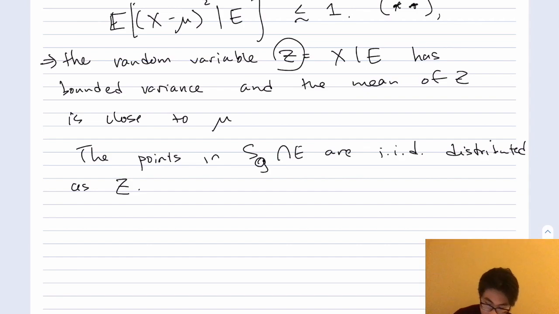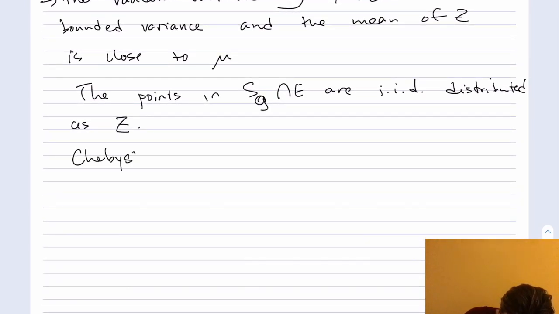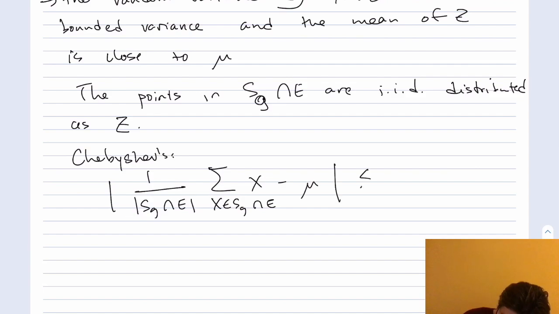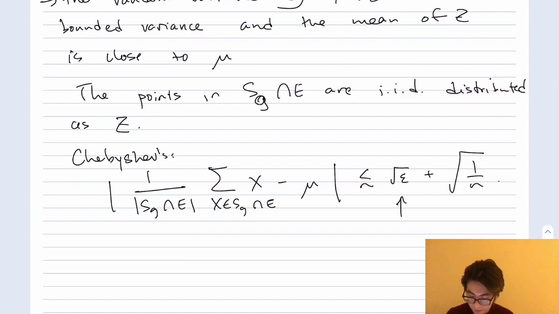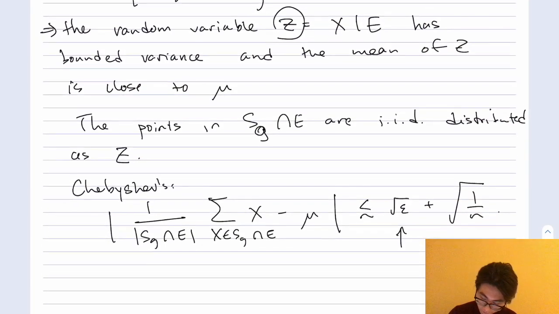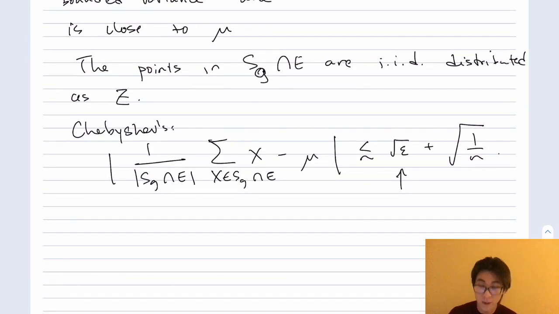Okay, and then therefore, by a simple application of Chebyshev's inequality, I obtain that the empirical mean of X minus mu over the points within this set is at most, up to constants, root epsilon plus root 1 over n. This root epsilon comes from the fact that I'm not converging to mu, I'm converging to the mean of Z, but we know from star star star that the mean of Z is off by at most root epsilon. And this root 1 over n is just the concentration of things with bounded second moment due to Chebyshev's. So this holds with high probability, at least, let's say, 99 over 100.